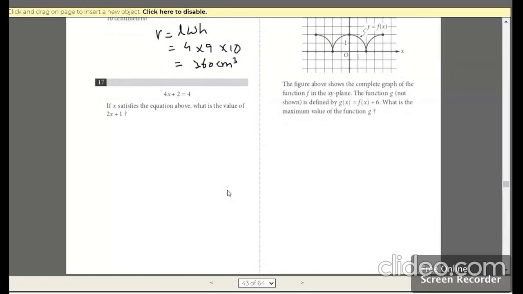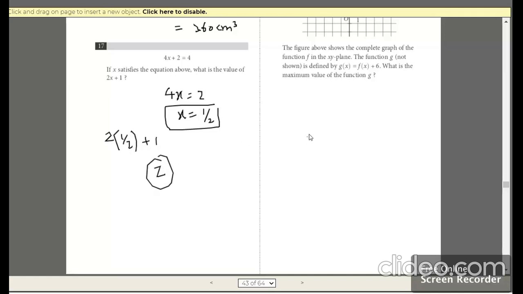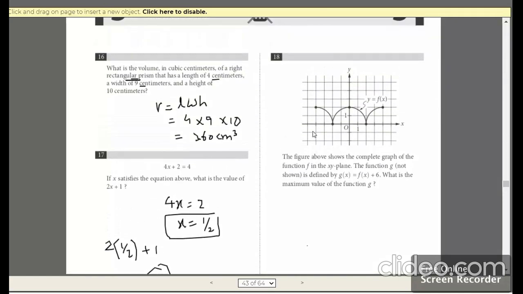Question number 17 is a linear expression. If x satisfies the equation, what is the value of 2x plus 1? It's pretty simple. Just subtract 2 from here, you'll get 2. So x is equal to 2 over 4, which is 1 by 2. So upon plugging in over here, 1 by 2 times 2 plus 1, the answer is 2. Moving on to the next question.